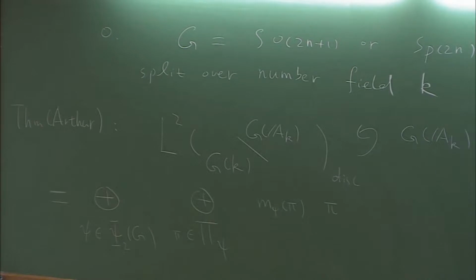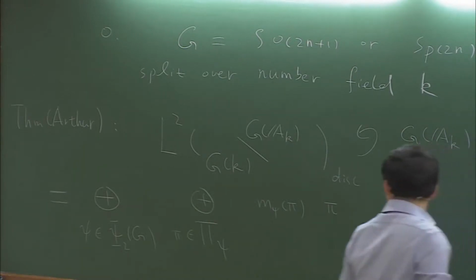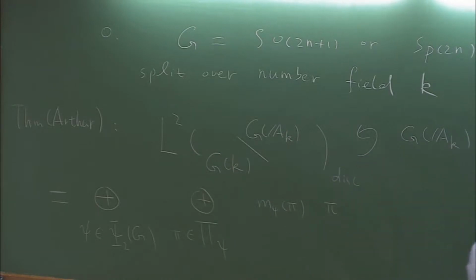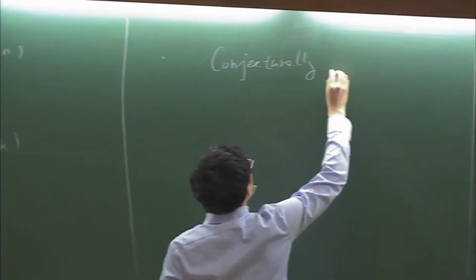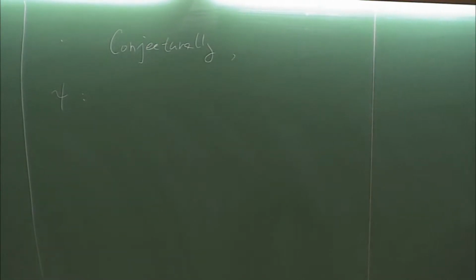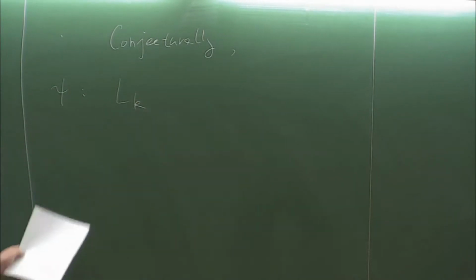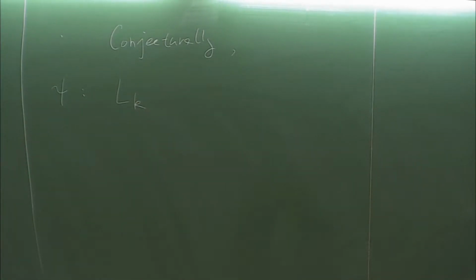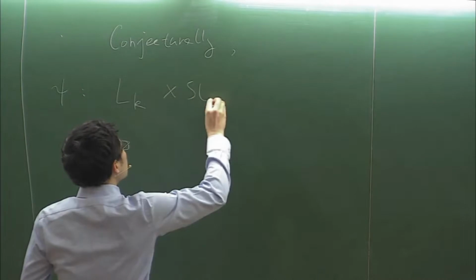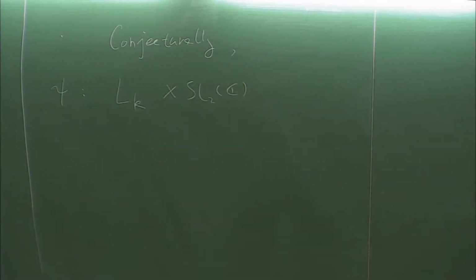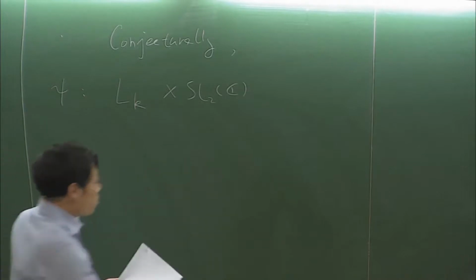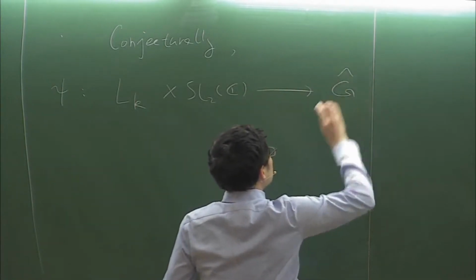So firstly, what are these A parameters, these psi parameters? So conjecturally, A parameters are kind of like a generalization of a Galois representation. But instead of putting the Galois group, we have to put the so-called hypothetical Langlands group, which is not defined yet. And then we need to put an SL2C and map it to the dual group, G hat.